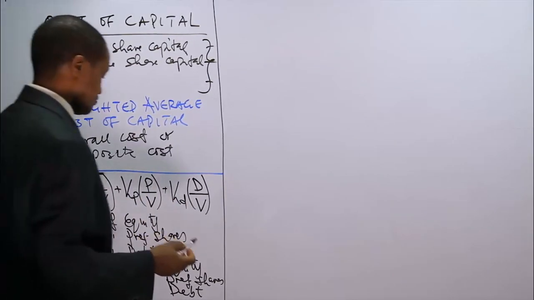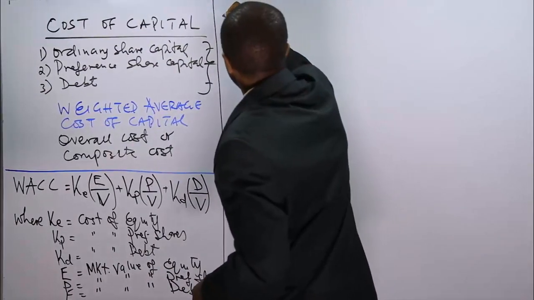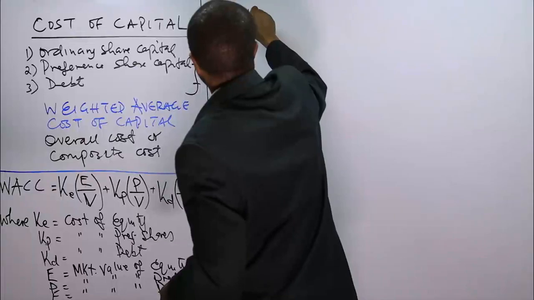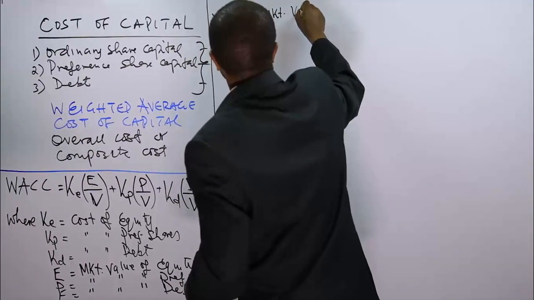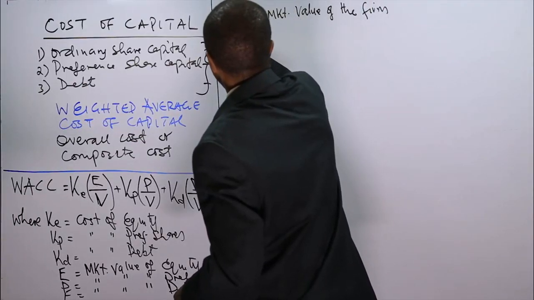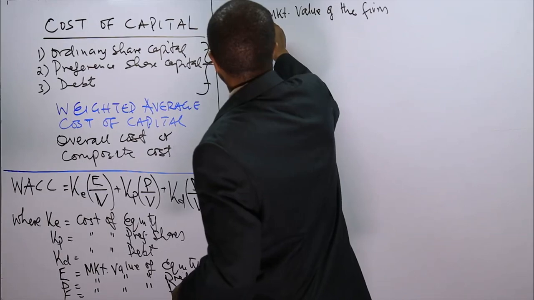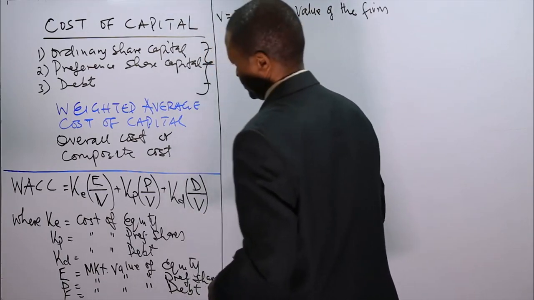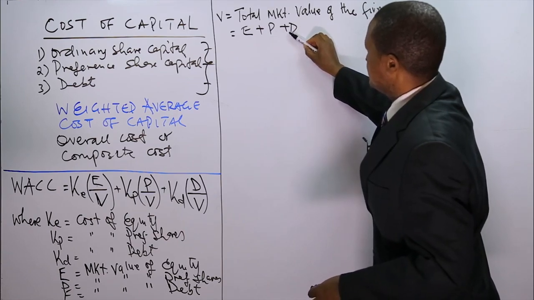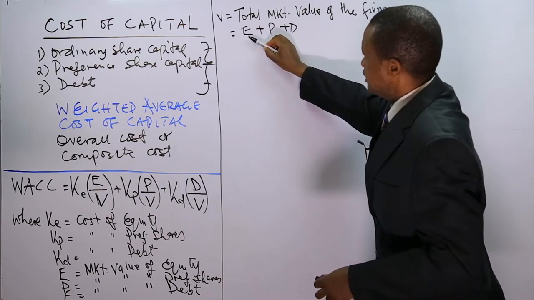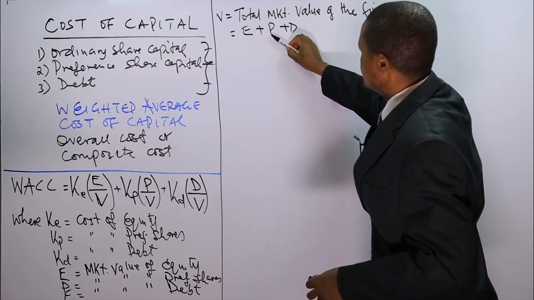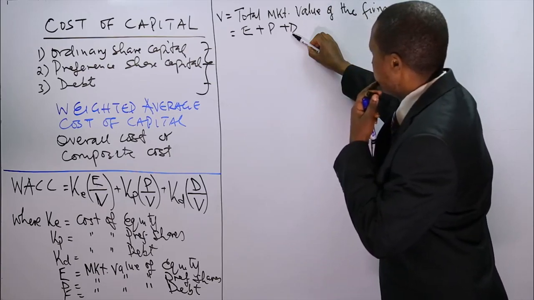Then V is equal to the total market value of the firm, which is equal to E plus P plus D. All right? E plus P plus D is equal to the total market value of the firm, because E, as you have seen, is the market value of equity, P is the market value of preference shares, and D is the market value of debt or debentures.